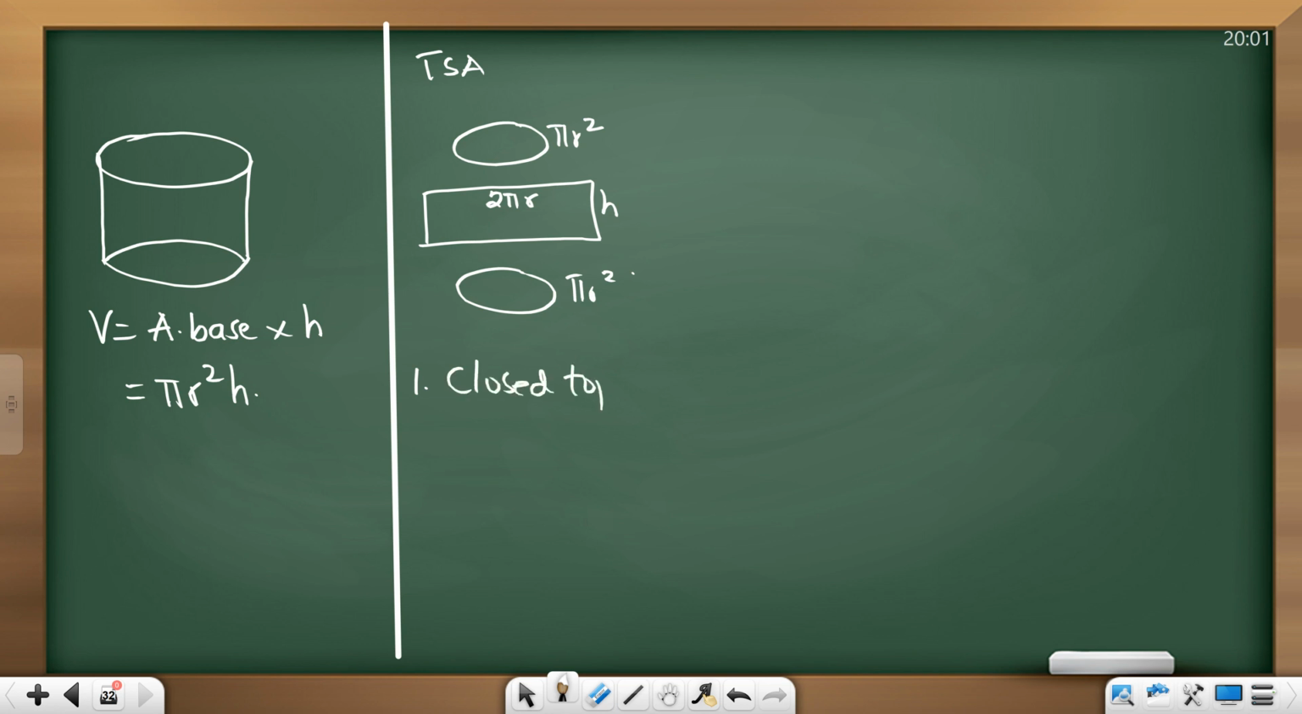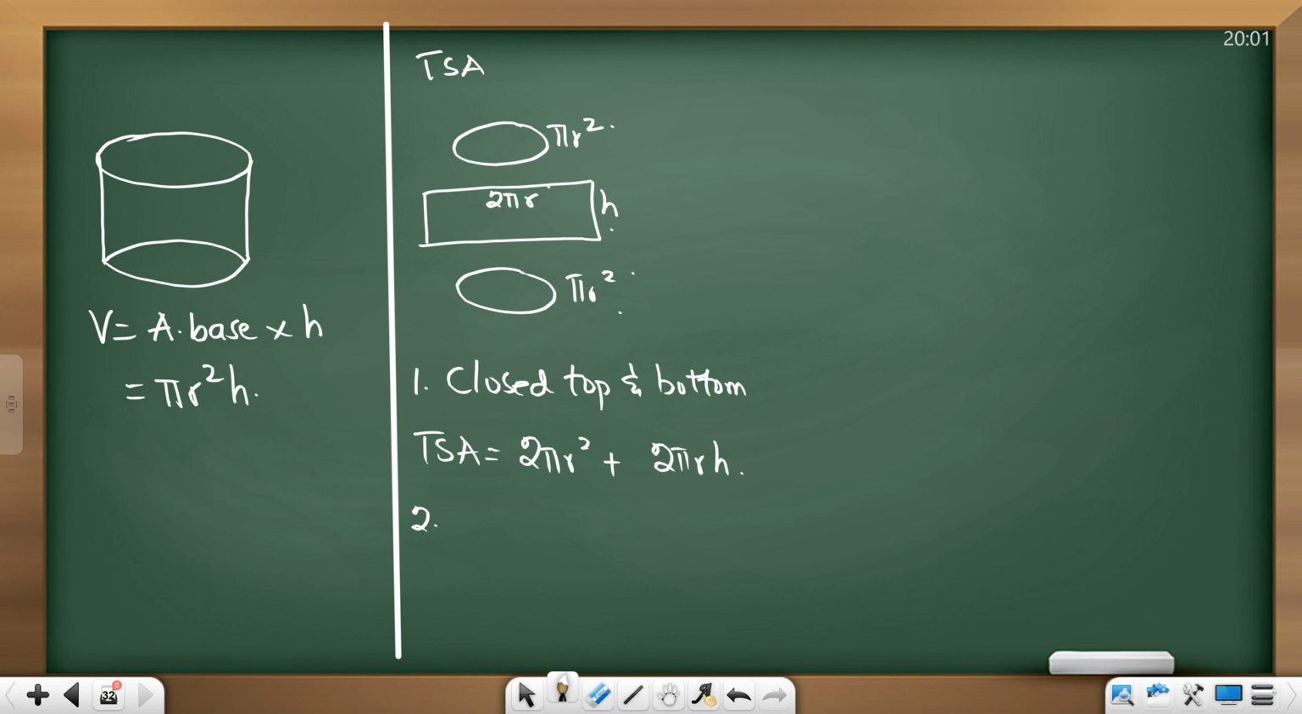Closed top and bottom. Give me an example just to visualize. A can of drink. A can of baked beans? Closed at the top, closed at the bottom. What is my TSA, total surface area? One for the top is pi r squared, bottom is pi r squared. It becomes what? 2 pi r squared plus what? 2 pi r h, because it's length times 2.